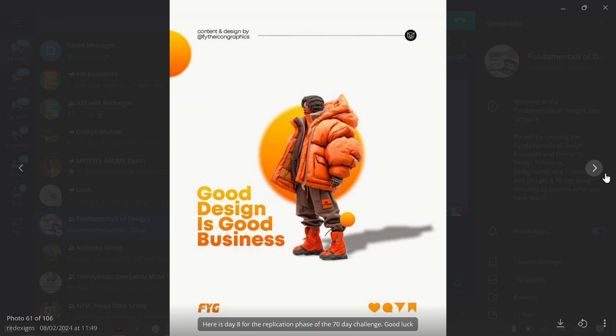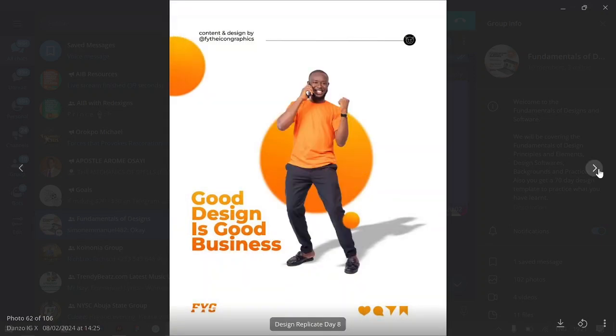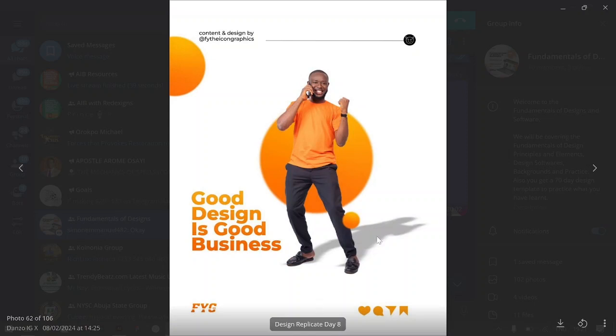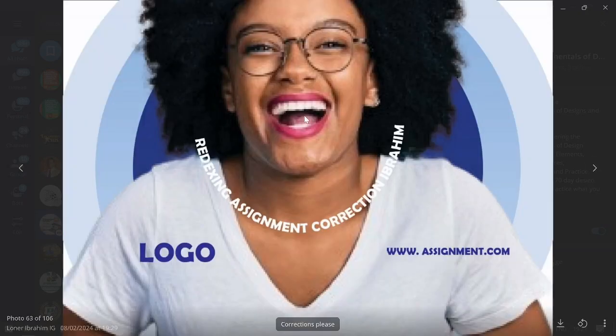So this is the design I gave, and this is Danzo's design. I like the way you executed your design, how you used your shadow. I think you did yours before even the video was out, and then you did it very well with your shapes here. I think probably you downloaded this one or something like that. Everything is very close. Nice execution again, Danzo.